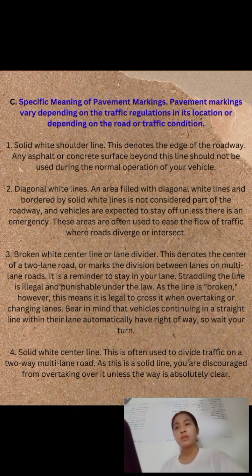The second one is diagonal white lines. An area filled with diagonal white lines bordered by solid white lines is not considered part of the roadway, and vehicles are expected to stay off unless there is an emergency. These areas are often used to ease the flow of traffic where roads diverge or intersect.